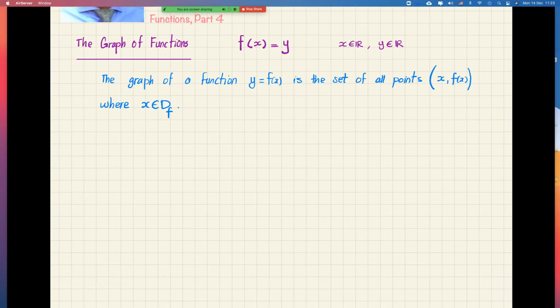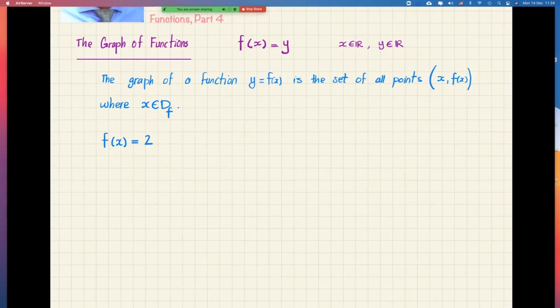So now let me give you an example. Let me start with a very simple function, even simpler than that. Let me consider the constant function f of x equals 2. Can you tell me what the domain of this function is? Do you remember what the domain was? So what is the domain of this function?